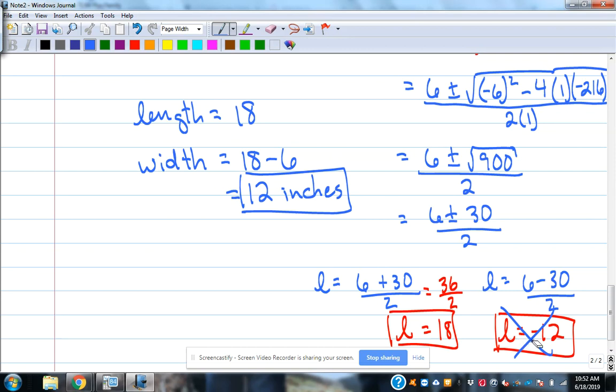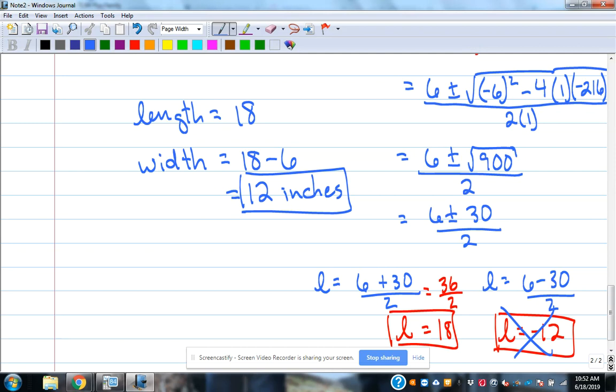Okay. So anytime you get a negative answer on a problem where you're measuring something, you know that negative answer is really not valid. Because lengths or measurements are never going to be negative, as far as measuring the length of something or the size of something. Never going to be negative. Okay. So there we have an area problem. So we've done a volume problem. We've done an area problem.